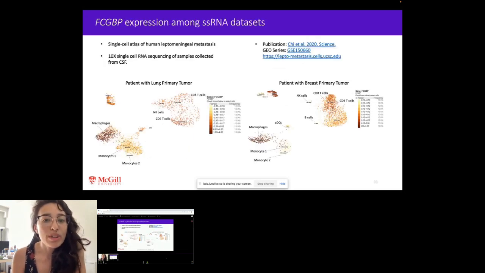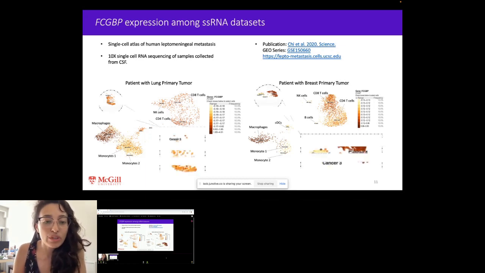And most recently, single cell RNA-seq data has been published, and we analyzed the context, for example of primary breast and lung cancer that have metastasized to the leptomeninges, and we see that populations of cancer cells in the metastatic space have FCGBP also highly expressed. So far this gene is one of the most interesting genes, and we are looking forward to understanding the mechanisms by which FCGBP increases this metastatic phenotype.